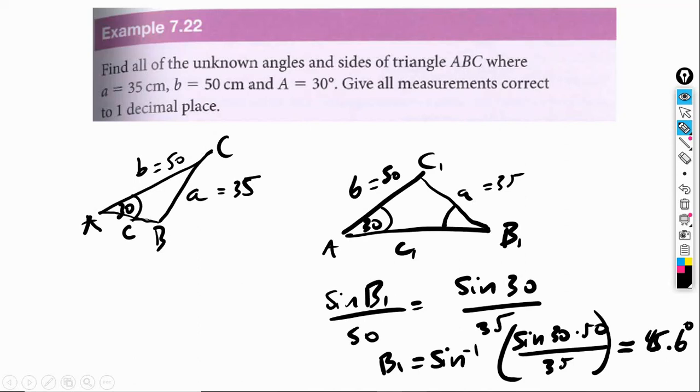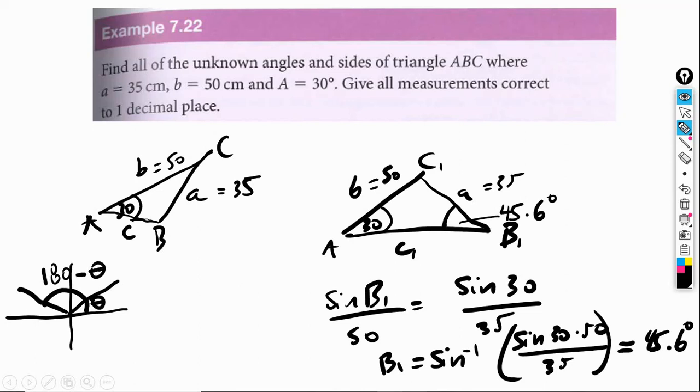Okay, so here's the interesting part. That means that this here would be 45.6 degrees. So how does this compare to the other triangle? I don't know if you remember, but there's a very interesting property of sine. If this angle here is theta, remember that this other one would be 180 minus theta. Remember that sine of theta is equal to sine of 180 minus theta.